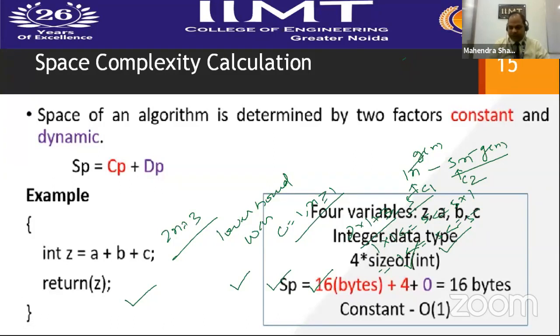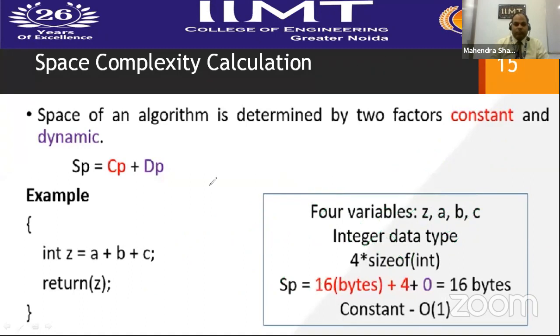Now space complexity calculation. What is the space complexity? It's basically the space required to store the instructions. How are we going to calculate the space complexity? Basically there are two factors. The space of an algorithm is determined by two factors, constant and dynamic. So S of P, the space complexity, is equal to C of P plus D of P.